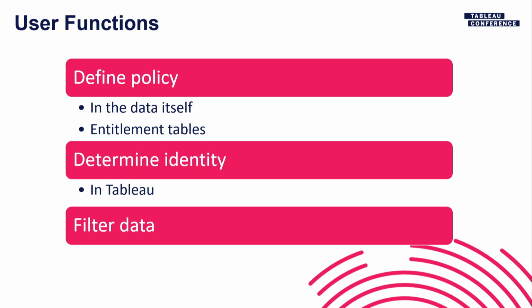Then you need to determine the user's identity, and this is done through Tableau. This is where the user functions come into play. You're using functions like username or isMemberOf that refer to the Tableau identity of the user who's viewing that viz. And then the filtering happens in calcs or data source filters. So you use the username function to define a calc that you can then use to filter the data.